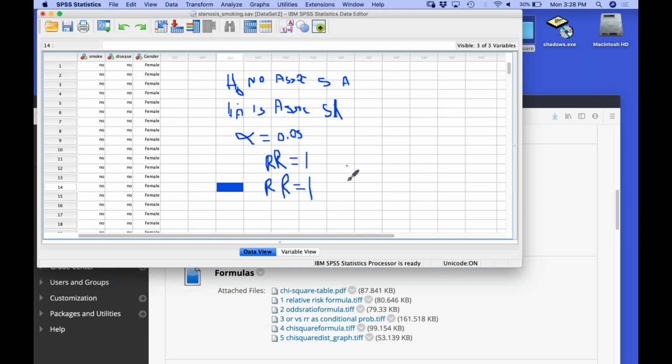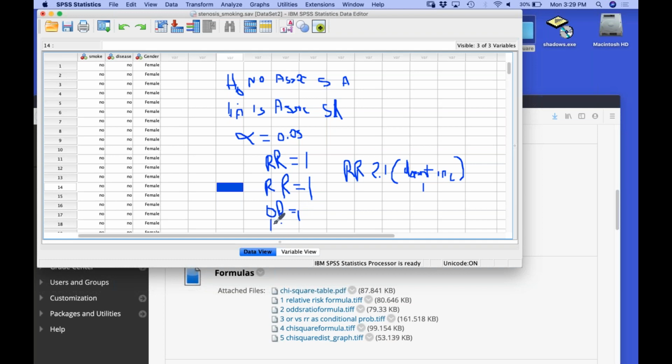When I actually calculate the relative risk, whatever it comes out to be, let's say it's 2.1, the important thing is that my 95% confidence interval for the relative risk, not just the 2.1 I calculate, does not include 1. Sorry for the scratches there. Does not include 1.